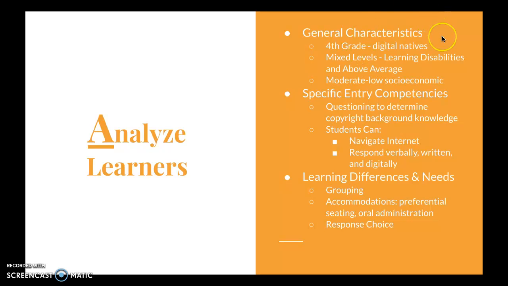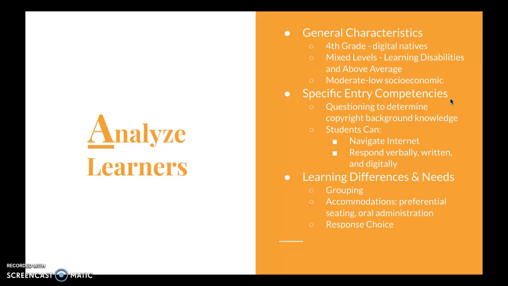So for the general characteristics of the learners in Miss Stewart's class, I decided that they were 4th graders. That's the age level my lesson is aimed for, and they are digital natives. They're used to being on the computer. There's mixed levels. There's some students with learning disabilities who struggle with learning, and there are students who are above average when it comes to their learning, so a good mix. And the school would be moderate or low socioeconomic. That's the school that I teach at, what it's like.